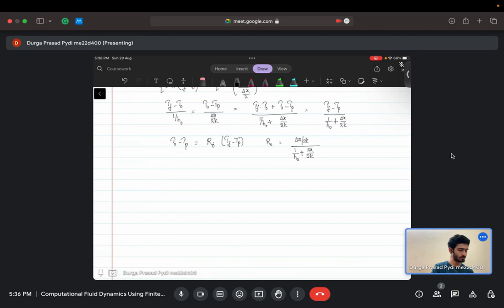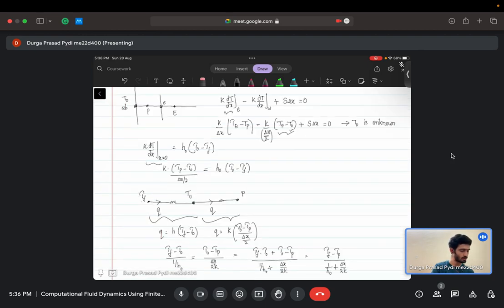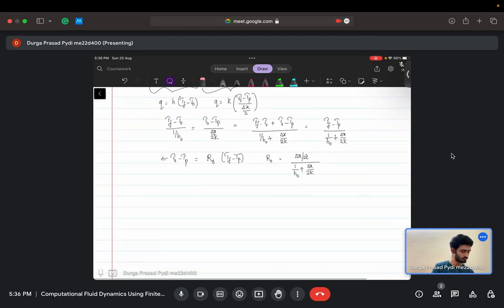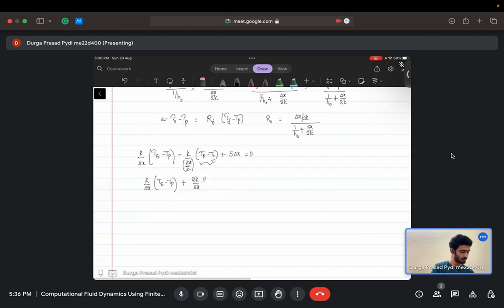Now if I substitute this back into our original equation, I will be getting k over delta x times T east minus Tp, minus 2k by delta x, so it will be a plus, R0 times Tf minus Tp, plus S delta x equals 0.